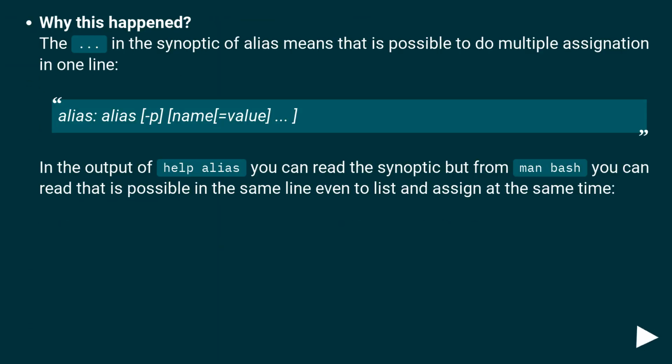Why this happened? The ellipsis in the synopsis of alias means that it's possible to do multiple assignations in one line: alias, name equals value. In the output of help alias, you can read the synopsis, but from man bash, you can read that it is possible in the same line even to list and assign at the same time.